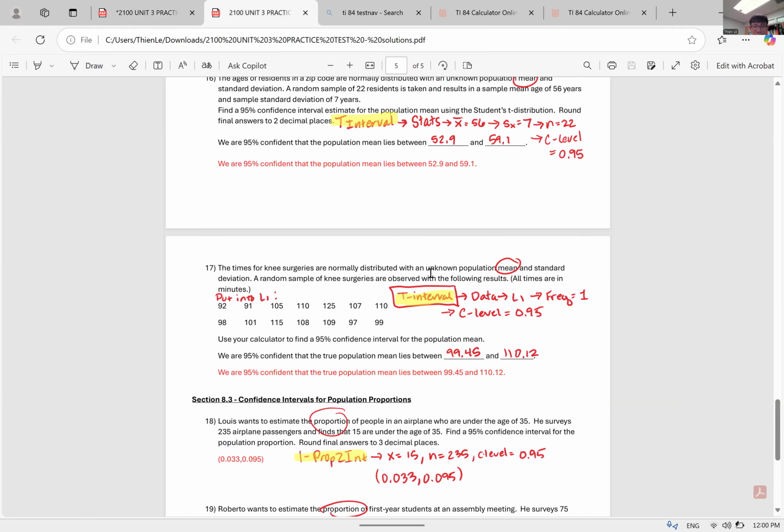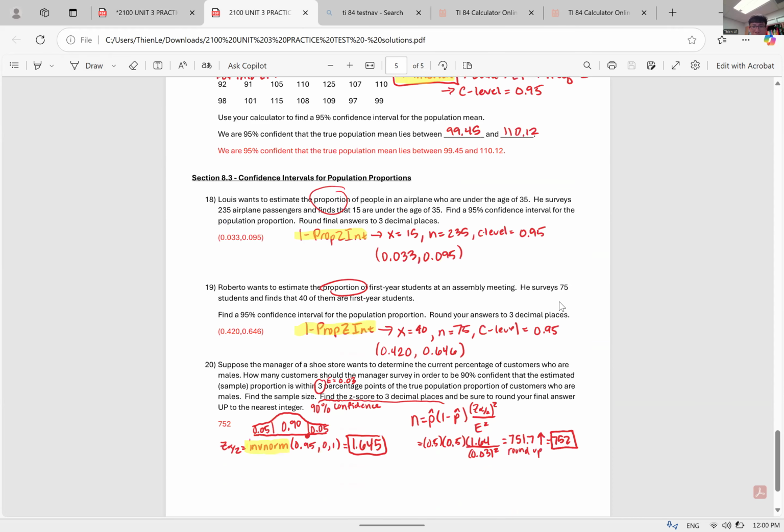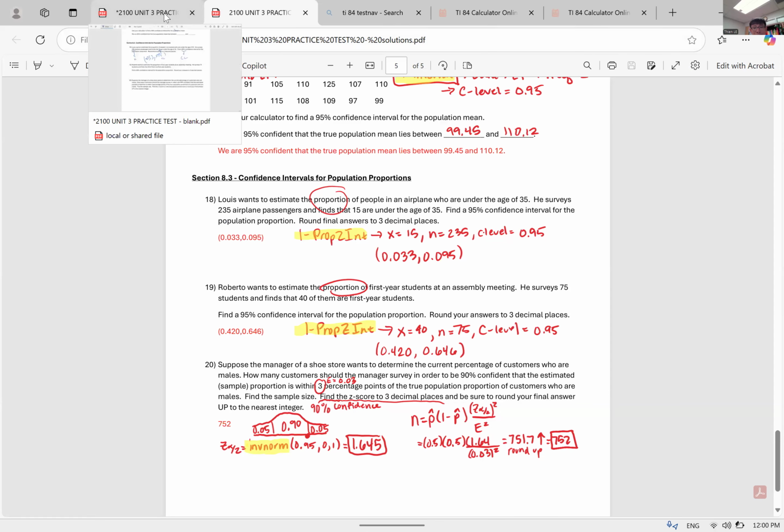Let's look at it. Okay, so 0.033, 0.095, right? So that's the 95% interval. Perfect. Again, the same thing, right? The same thing.